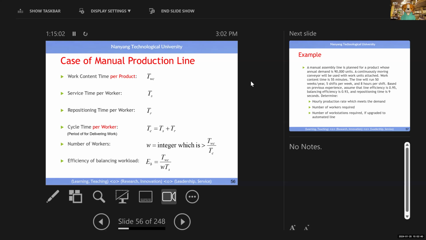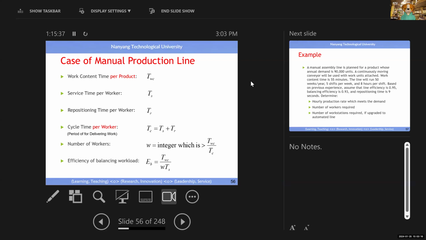Right? So let me just summarize the information from the previous slide. Okay, work content time. To produce a car, you need 20 hours, right? And then you have a lot of work, using many workers to produce this car, right? Service time per worker. Always remember this is the worst case scenario, right? Repositioning time means the car or the unfinished part goes from one worker to another worker. It will take time, right? Always consider the worst case scenario.